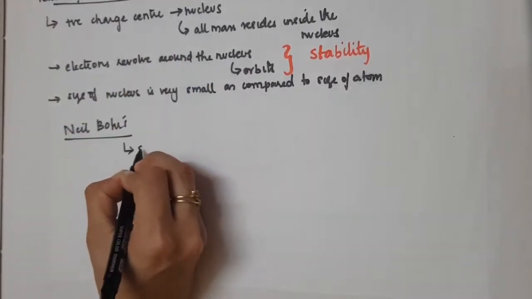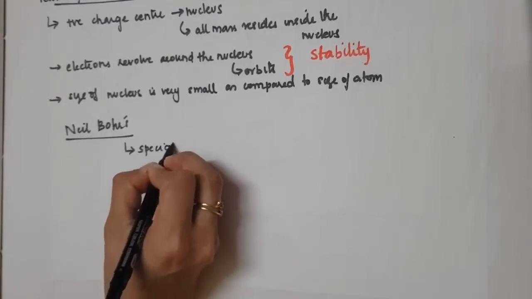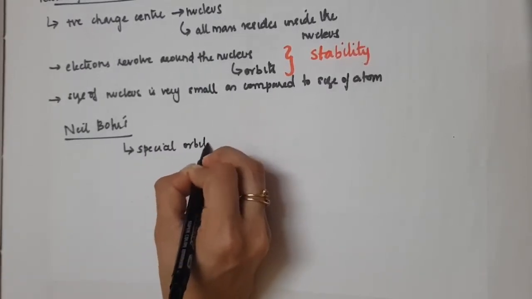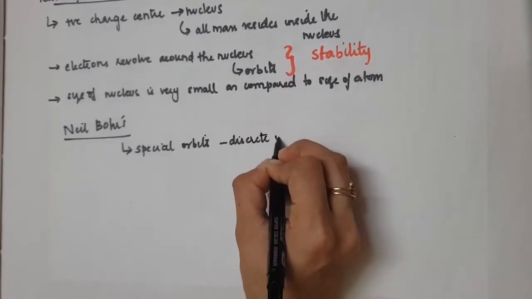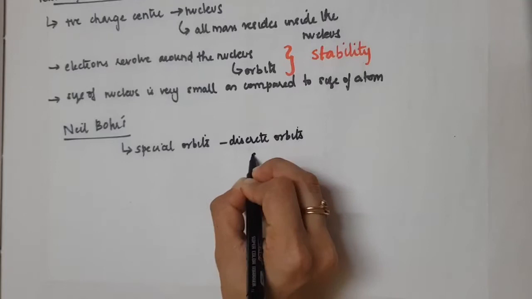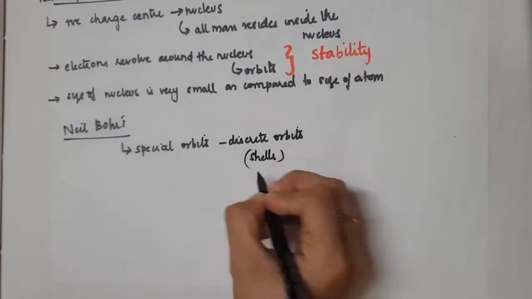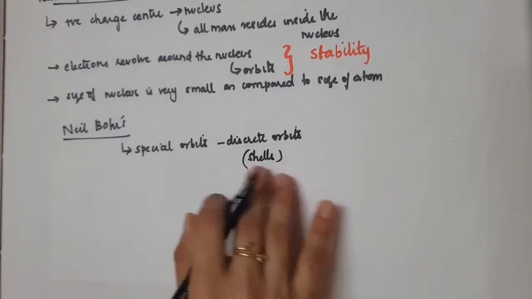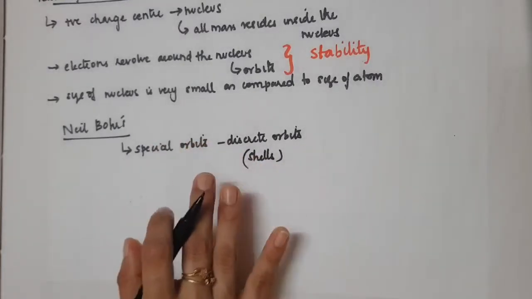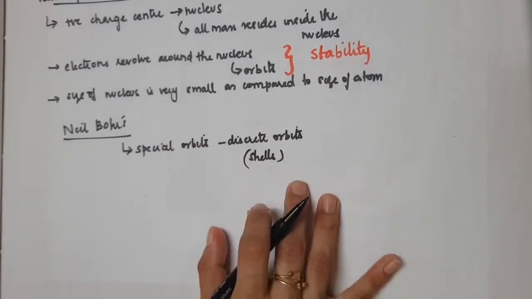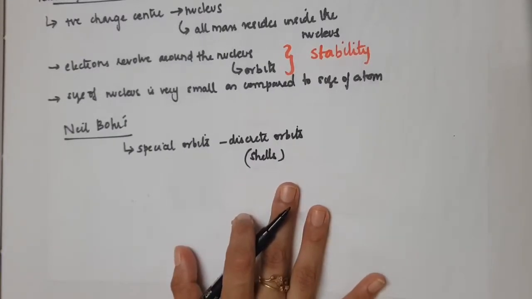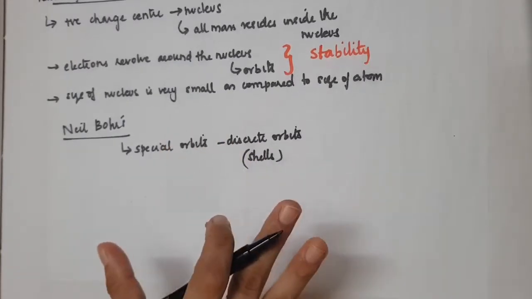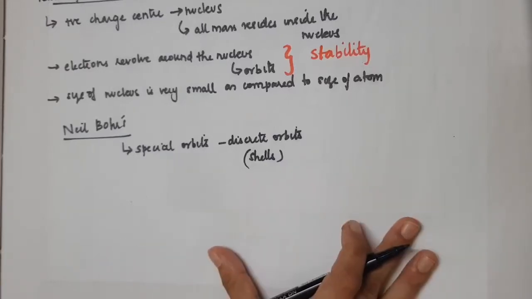So the special orbits are called discrete orbits. They are also called shells. The electrons revolve around in these special orbits, and when they do, the electrons do not radiate energy. So the stability of the atom was thus explained.